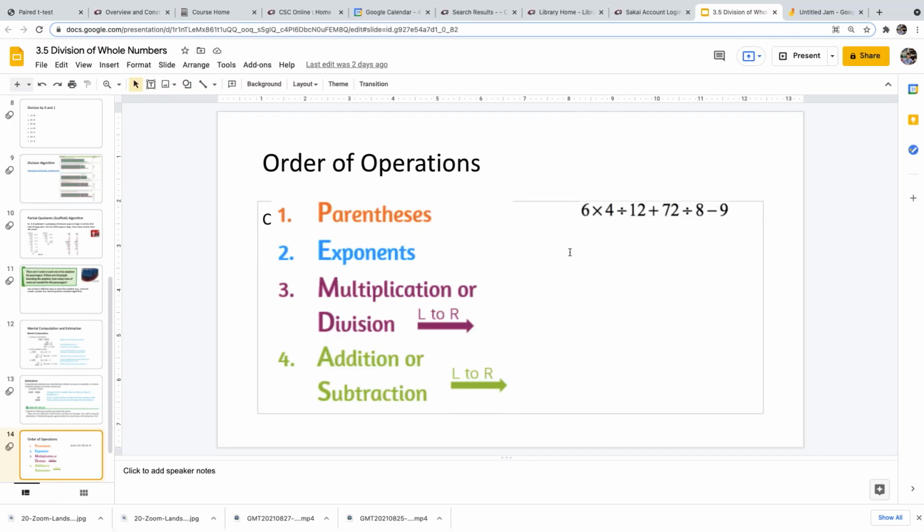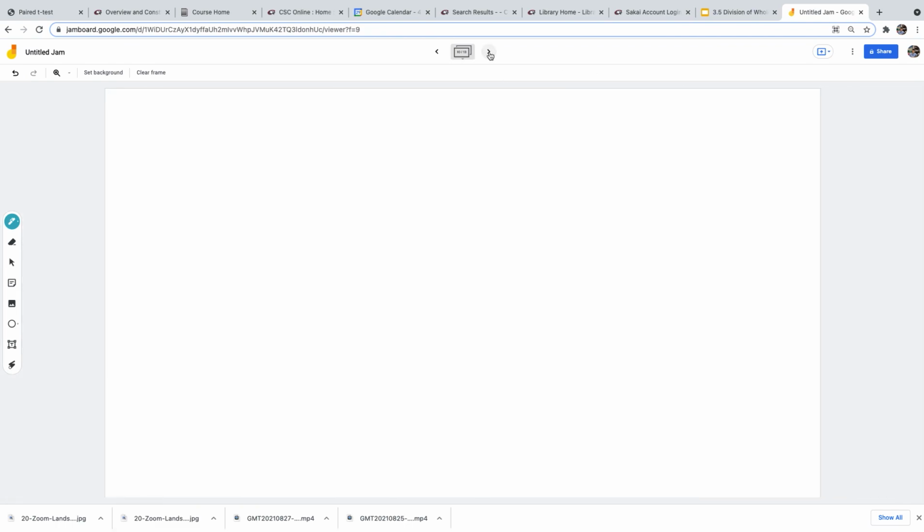Okay, so we're gonna do one example here. 6 times 4 divided by 12 plus 72 divided by 8 minus 9. Let me copy down that expression here. So what we have is 6 times 4 divided by 12 plus 72 divided by 8 minus 9. I don't see any parentheses, so we are good. Now, we need to look at the exponent. I don't see any, so we are good.